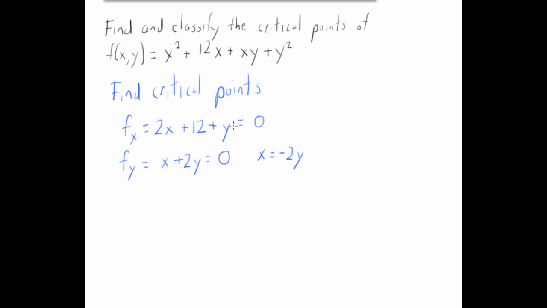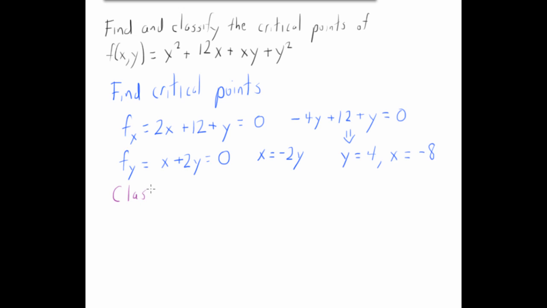Plugging that into the first equation, we're going to have 2x, which is actually negative 4y, plus 12, plus y, equals 0. That's negative 3y plus 12 equals 0. So that means that y is going to be equal to 4. And if you plug that in, we get x is equal to negative 8. So we've got a point. Fantastic. That's our only critical point. You will have functions that have several critical points.